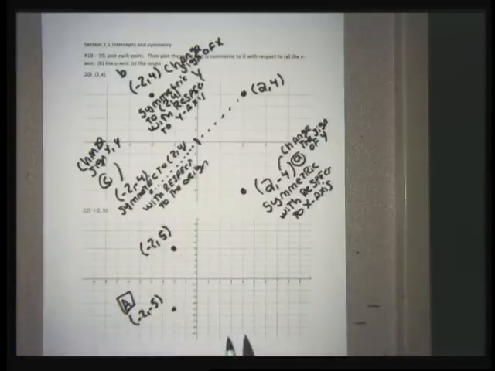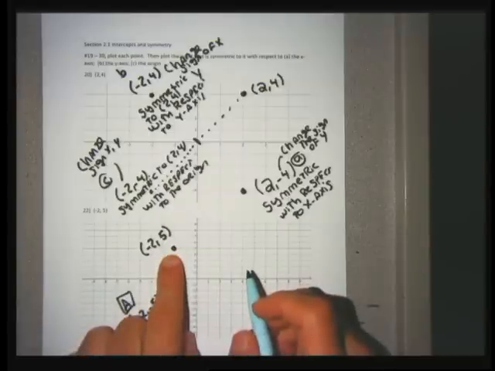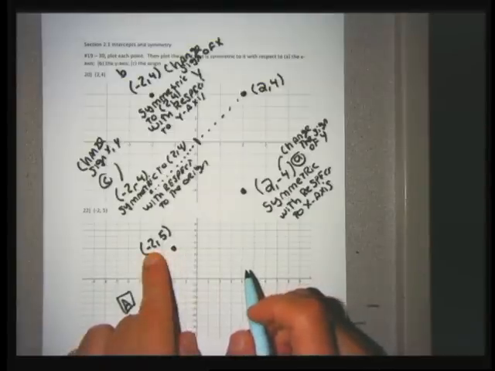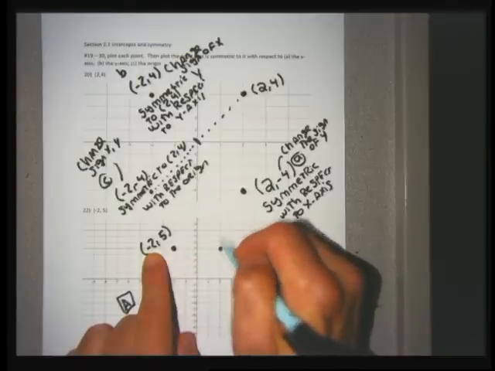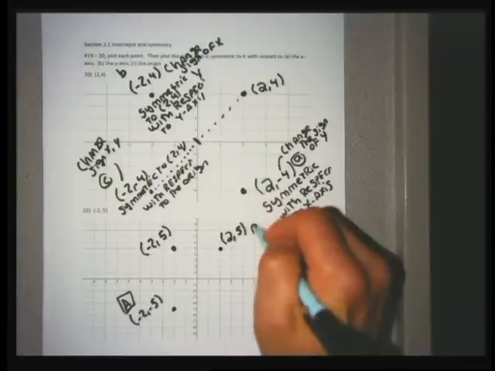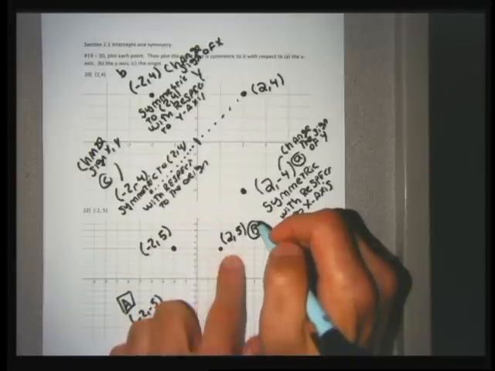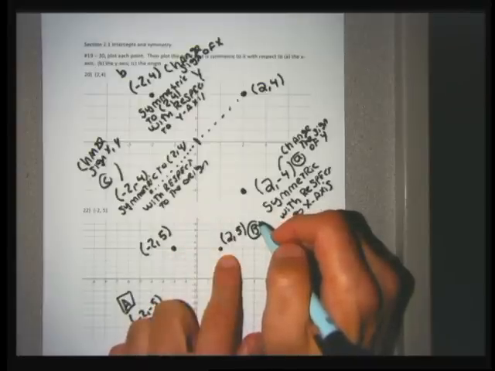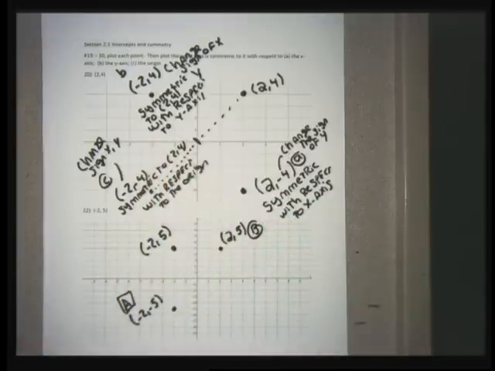To do part B, to plot the point that's symmetric to the initial point with respect to the y-axis, I changed the sign of the x. This x was a -2. I changed it to +2. That's the point +2, 5. That's the answer to part B. These 2 points relative to each other are symmetric across the y-axis. The y-axis kind of is the mirroring mark.